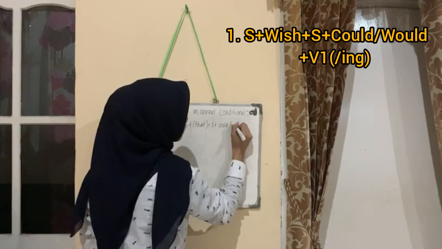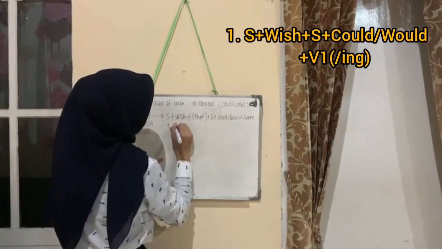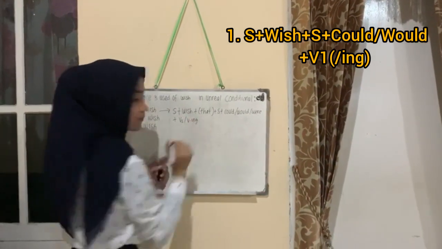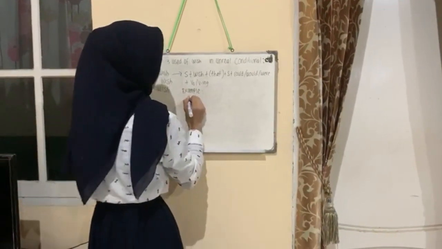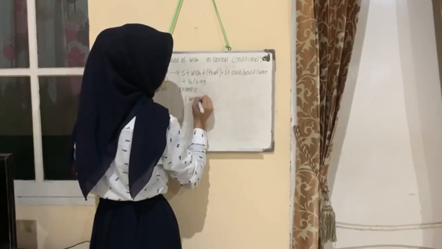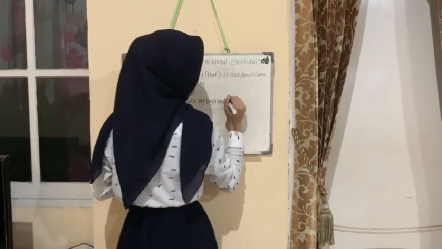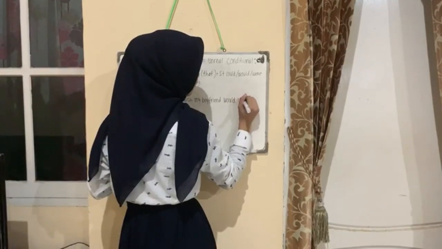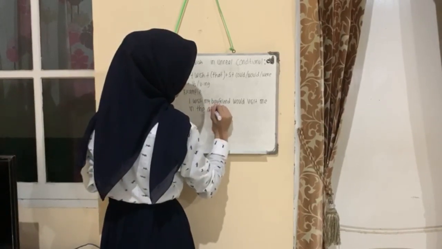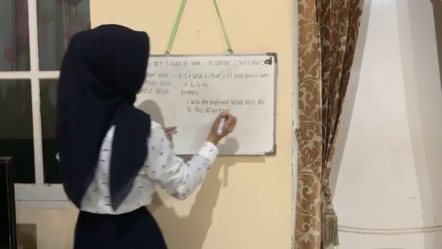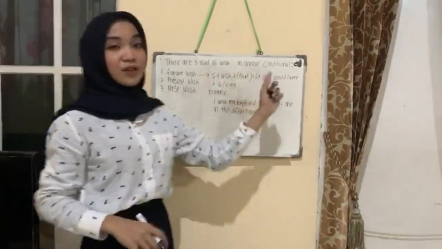would or could or would plus verb 1. For example, I wish my boyfriend would visit me in the afternoon. But in reality, my boyfriend doesn't come. This is unreal conditional, right?